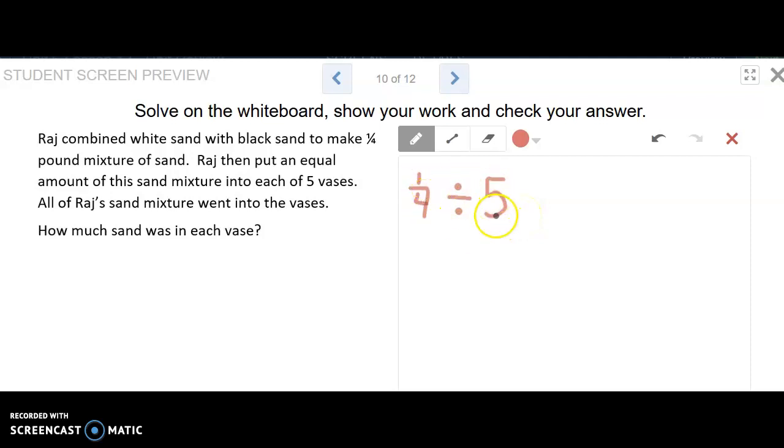1/4 divided by 5. Well, right away I see I've got division and I've got fractions. So in my head, I'm thinking KFC. That's a terrible F, but that's okay. KFC. Oh, I see something. I've got this whole number 5. I need to change my whole number into a fraction. So I'm going to rewrite this so it's 1/4 divided by 5/1.